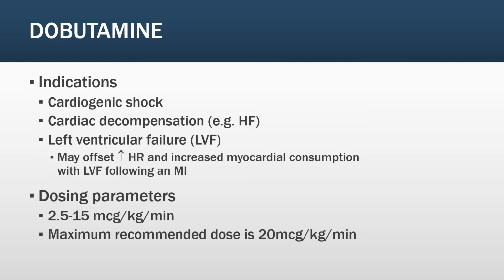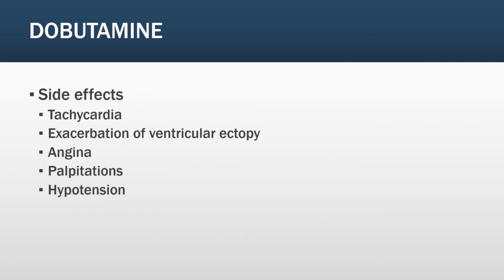The dosing range is 2.5 to 15 micrograms per kilogram per minute, with a maximum recommended dose of 20 mics per kilogram per minute. Unlike epinephrine, dobutamine is typically titrated to a cardiac index instead of a blood pressure. Side effects include tachycardia, exacerbation of ventricular ectopy, angina, palpitations, and hypotension.